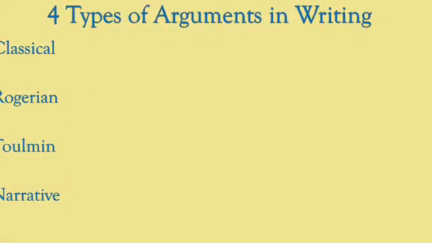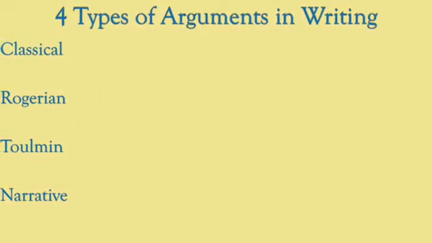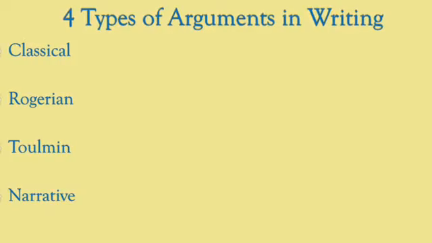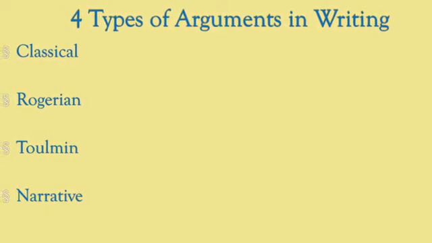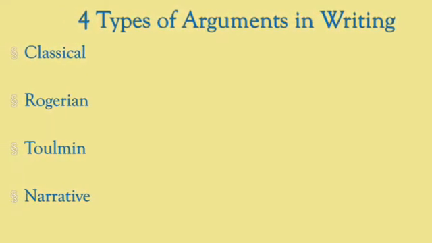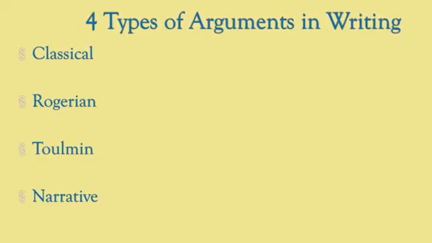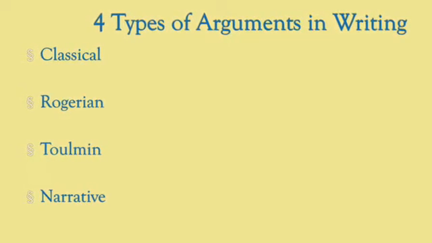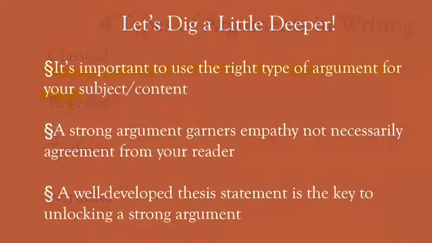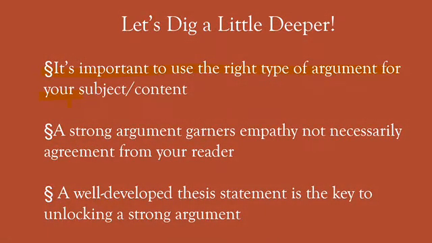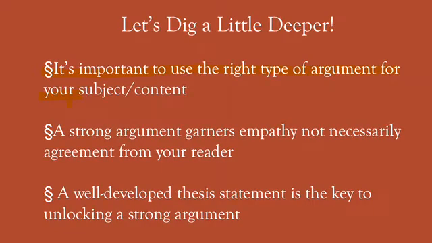There's four basic types of arguments that we're going to talk about in this season. We have the classical argument, the Rogerian argument, the Toulmin argument, and then we're going to introduce a new type, which is called the narrative argument. So let's dig a little deeper. It's important to use the right type of argument for your subject or content. So not every argument type will go with everything that you're trying to write about. So make sure you have the right type.